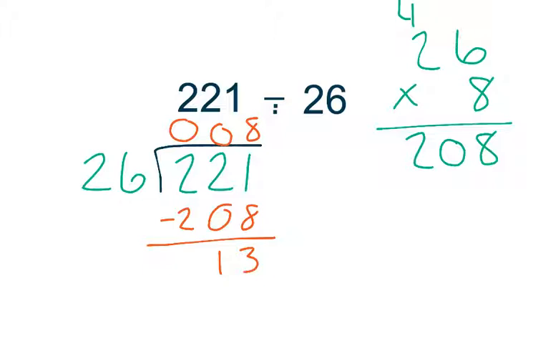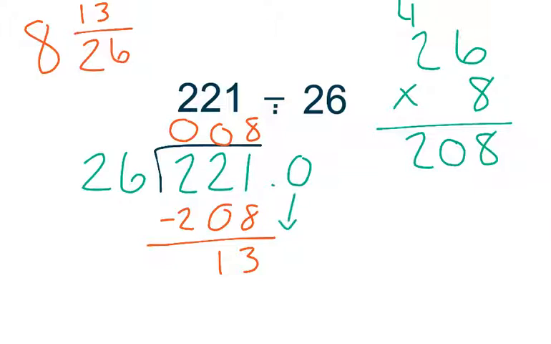Now, unlike the last problem, this problem does not end evenly. I'm left with 13. One option would be I could say that the answer is 8, and I have my remainder of 13, and that's 13 out of 26 pieces because my divisor was 26. That would be one option. Another option is I can add a decimal point and a 0 because 221.0, or 0 tenths, is no different than 221. And I can bring down that 0, and now I have 26 dividing into 130.